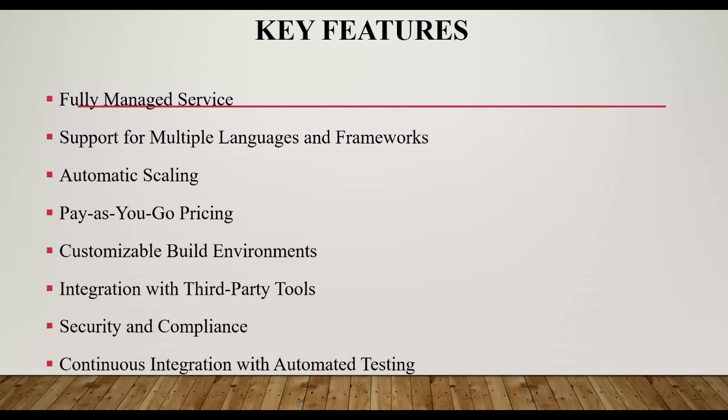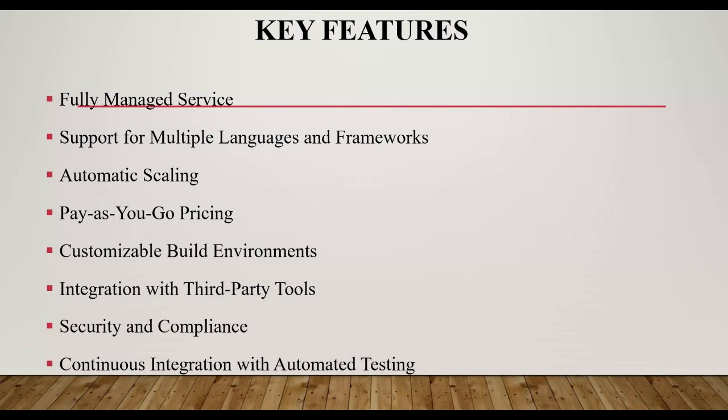Fully managed service. With no infrastructure management, AWS CodeBuild eliminates the need to set up, manage, or scale build servers. It automatically handles the underlying infrastructure, and CodeBuild can scale up to meet your build needs. It automatically provisions the necessary resources to handle any build workloads. The next is support for multiple languages and frameworks. CodeBuild supports a wide range of programming languages like Java, Python, Node.js, Ruby, etc. and frameworks, making it suitable for a variety of deployment workflows. Whether you are building a Java backend, a Node.js application, or a Python script, CodeBuild can handle it.